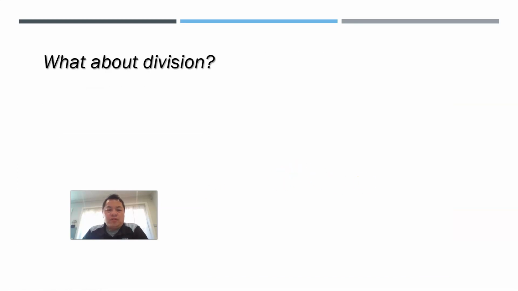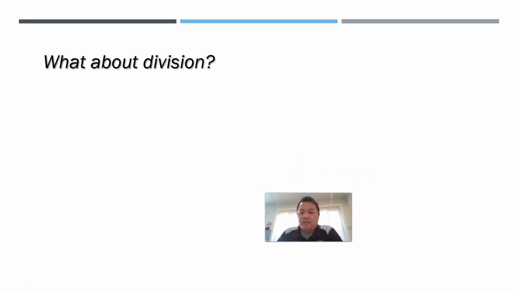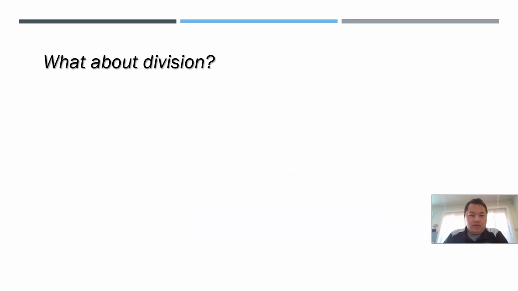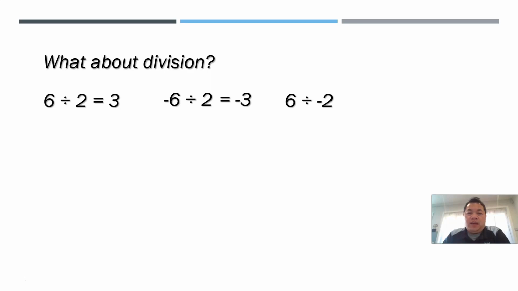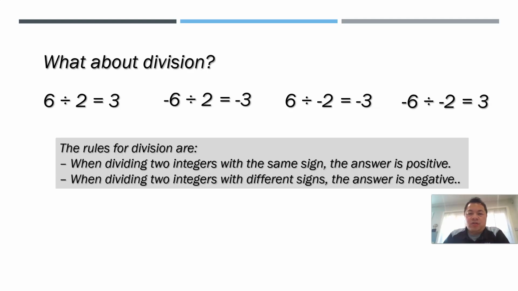What about division? Make a guess. What do you think? That's right. It still applies the same rule in division. So for division, let's look at it. 6 divided by 2, this is something that we are very familiar with. Positive and positive will give you a positive result. A negative and a positive will give you a negative result. A positive and negative will give you a negative result. And negative and negative will give you a positive result. So this is the general rule.